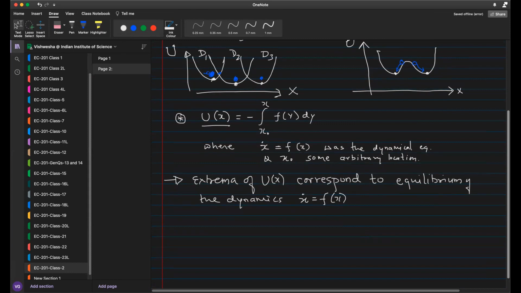And what this is saying is that with this definition of u of x, the roots of f of x transform to extrema of u of x. Meaning a root of this is either a minima or a maxima in u. Again, I'm not going to prove it; it's fairly straightforward calculus. And the second thing you will notice, more specifically, is that minima of u of x correspond to stable equilibria.